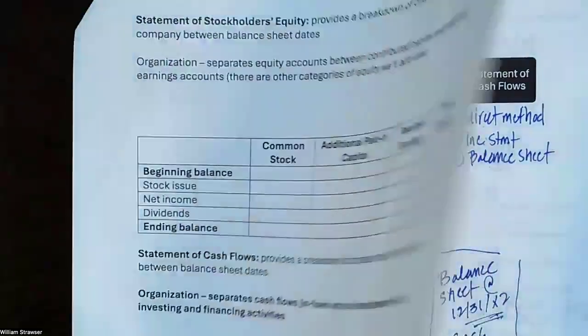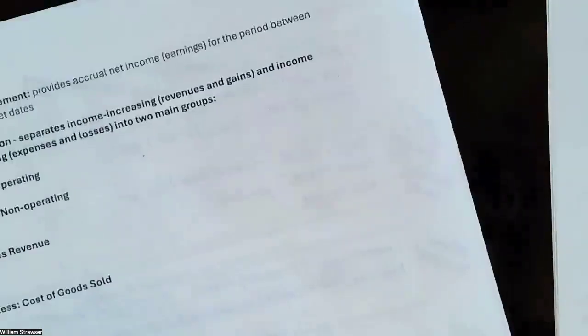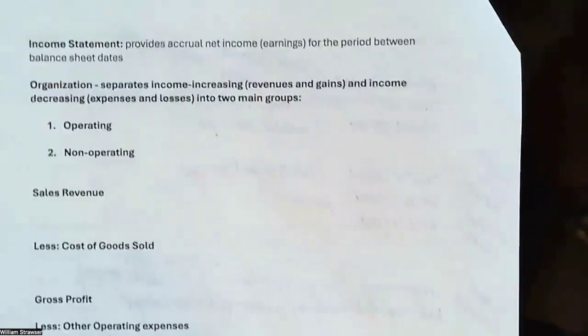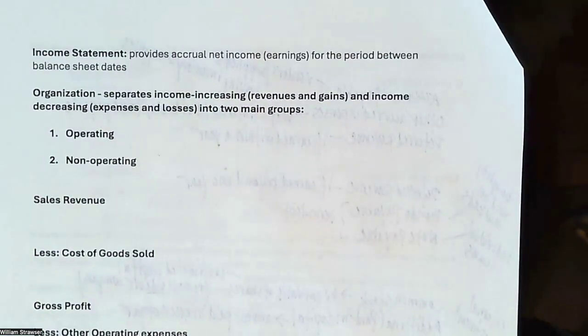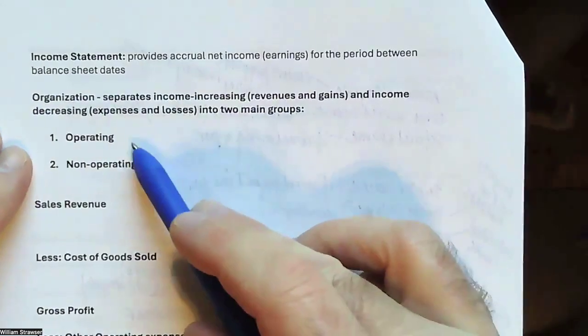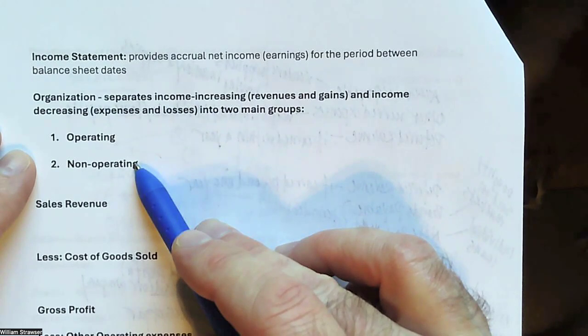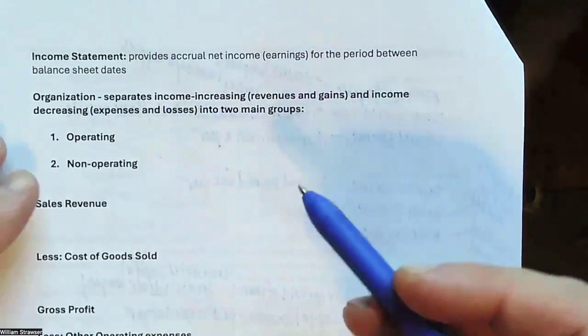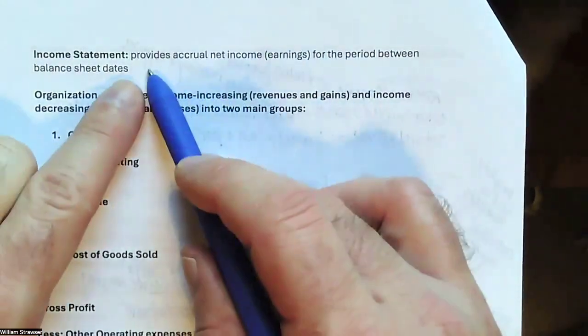So we're on the income statement now, and the income statement separates revenues, expenses, gains, and losses based on two really major groupings, what we call operating and non-operating items. So let's talk a little bit about what the income statement provides. It provides accrual net income. And so this is accrual rather than cash.